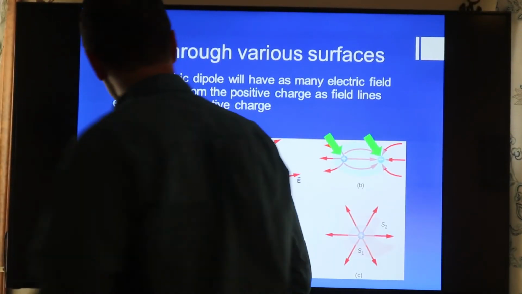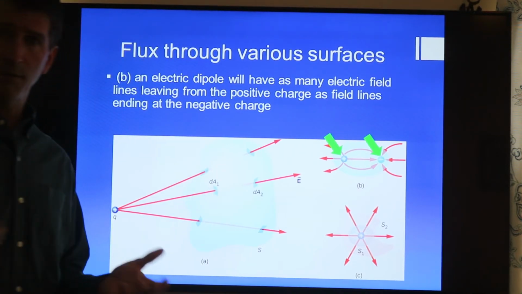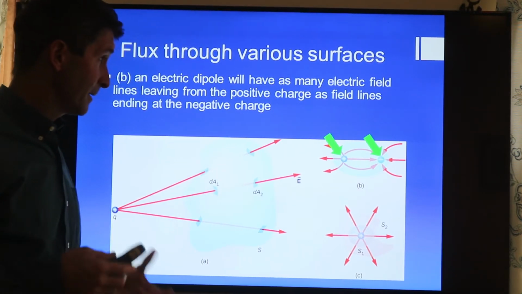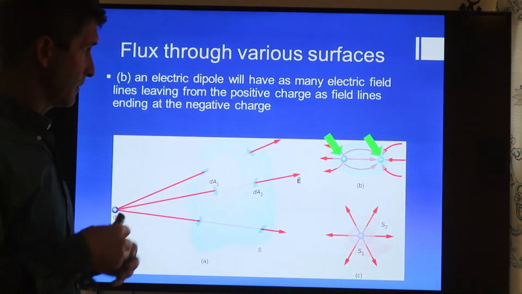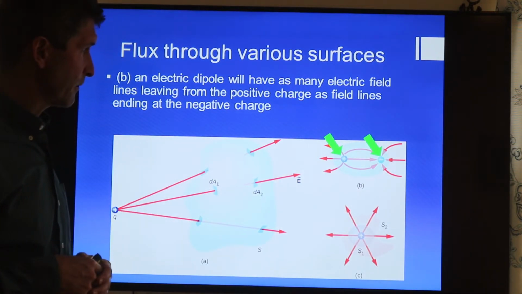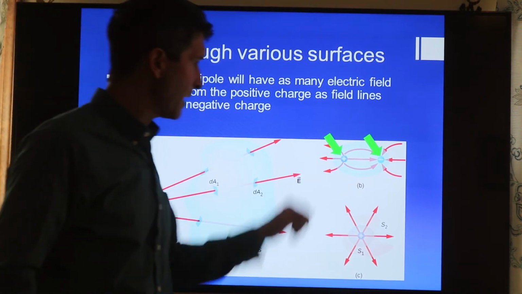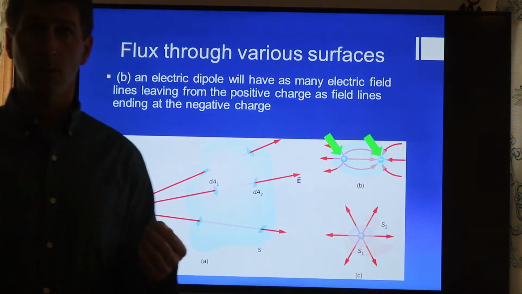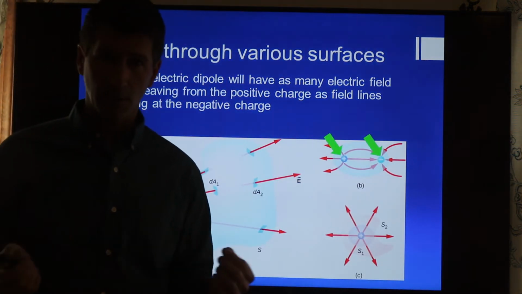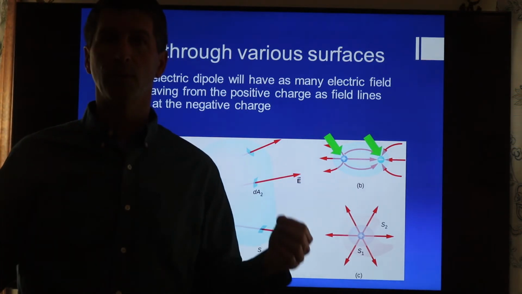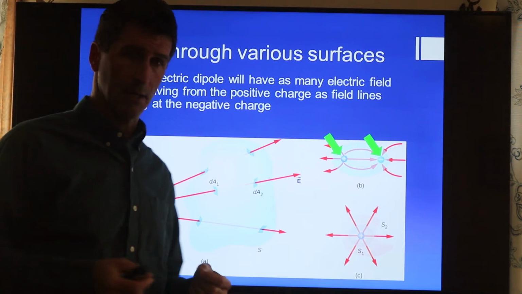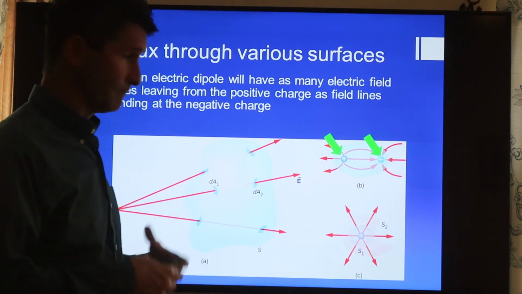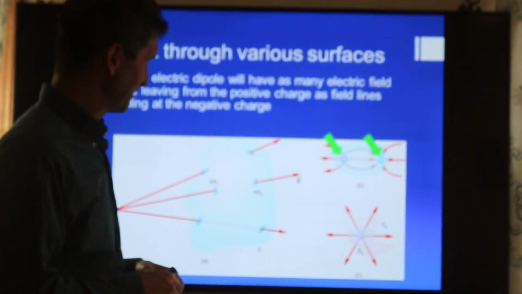Okay. What about the case of the dipole? Now, clearly with a dipole, we have charge enclosed inside the surface. Okay? Here's a positive charge, here's a negative charge. We're assuming this is an equal dipole, so the positive charge and the negative charge are equal and opposite. And, well, let's examine that.